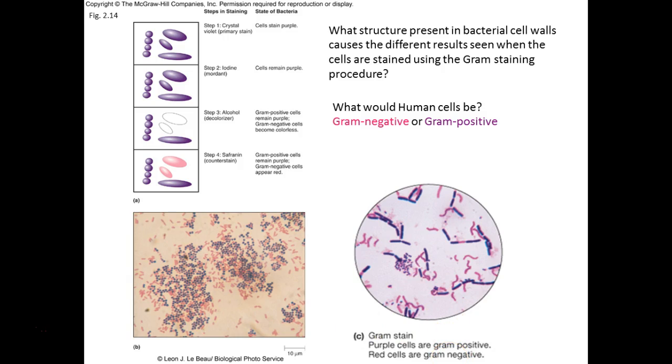So differential means that you're going to differentiate one group from another based on color. But that color, of course, is determined by the differences in that cell. So in the case of the Gram stain, the difference is that cell wall, right? How much peptidoglycan is there in that cell wall? How much of that substance that makes up bacteria's cell walls is present?